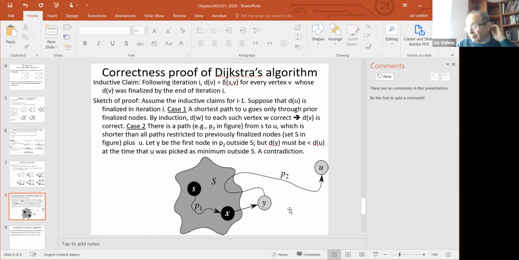So for that reason, by adding incrementally the next vertex to which the distance is the smallest, I'm not making a mistake, and I compute incrementally all the correct shortest paths to every vertex. So that's the correctness argument. Any questions about the correctness argument? If you want me to repeat it, please ask.